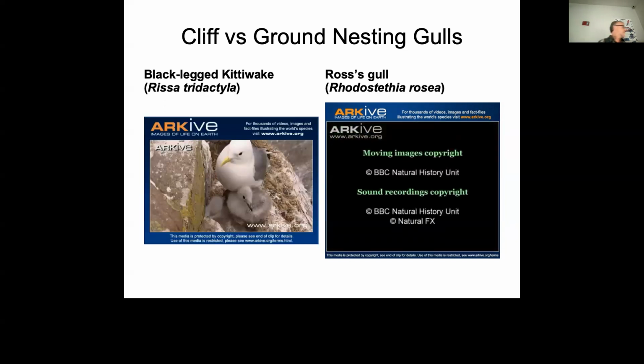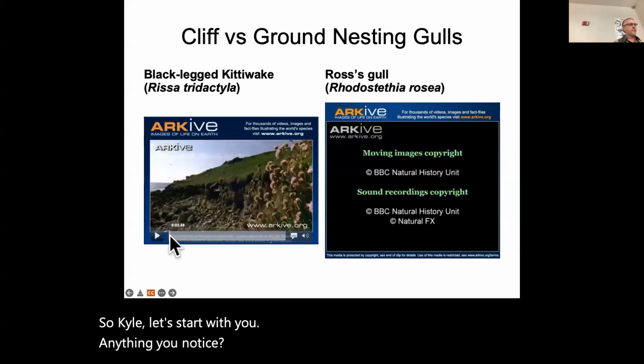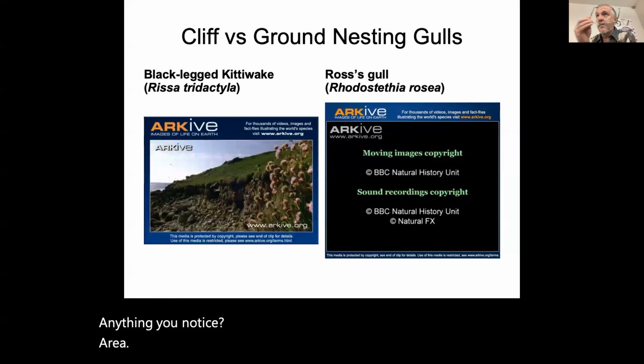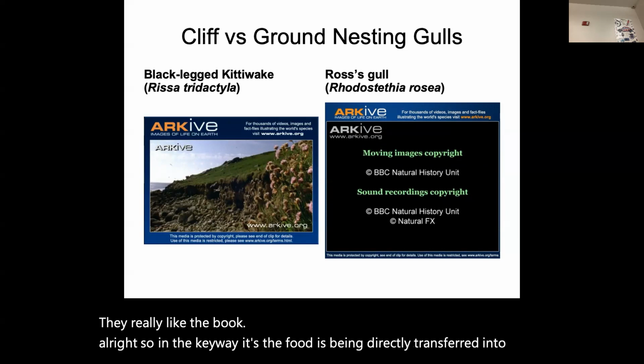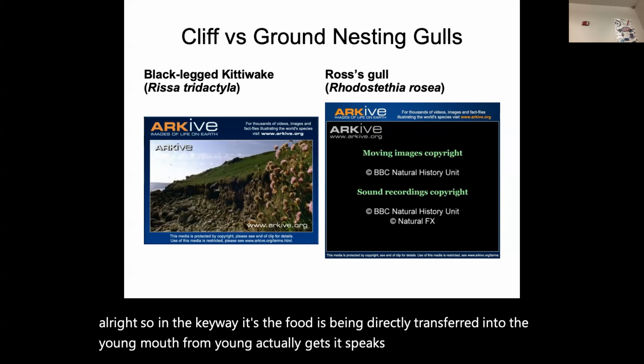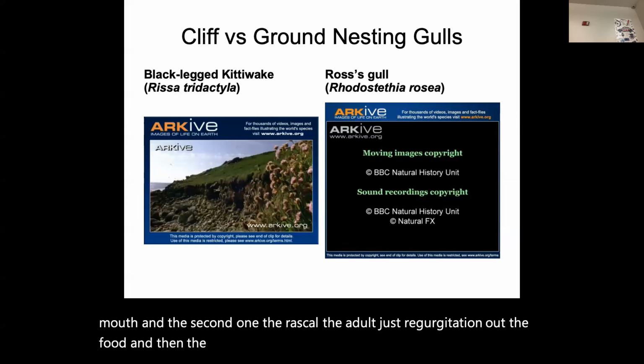So Kyle, let's start with you. Anything you notice? Not like they were combining, but they're like sharing. Like the photos were data. Okay, so in the kittiwakes, the food is being directly transferred into the young's mouth, and the young actually gets its beak up inside the parent's mouth. And the second one, the raw skull, the adult just regurgitates out the food, and then the young peck at it. That's perfect, love it.